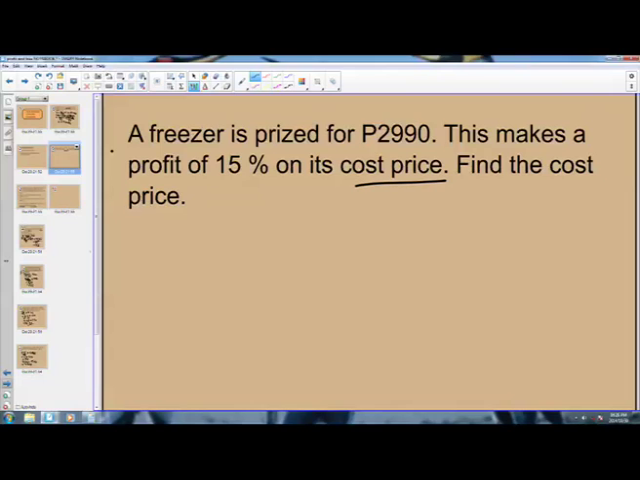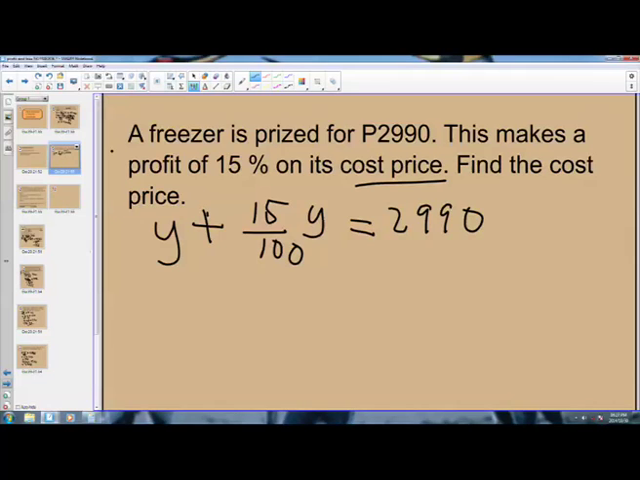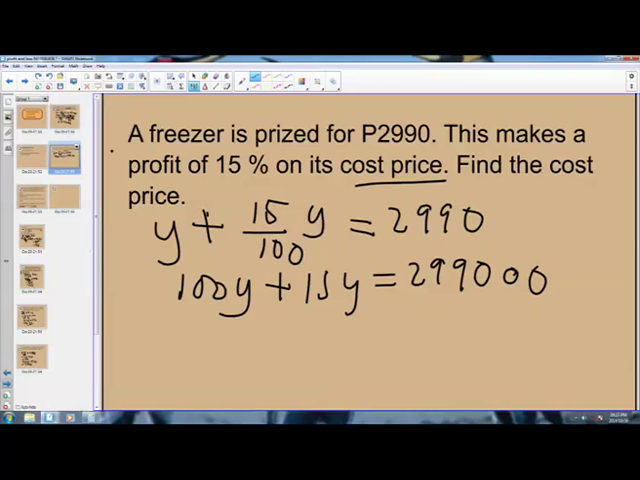So let us assign the cost price to be y. Y plus, because it's a profit, so plus 15 divided by 100 times y equals 2990. We now have to multiply everything by 100 so that we clear the denominator 100. So this will be 100y plus 15y equals 2990 times 100, which is 299000, because we multiplied by 100 on both sides.